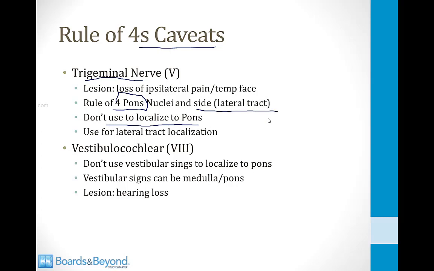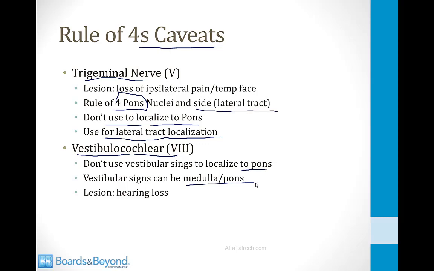This is a big cranial nerve and it stretches through the pons and the medulla. Use the loss of pain and temperature sensation to the face to localize as a lateral problem versus a medial problem. Second caveat involves cranial nerve 8, the vestibulocochlear. Don't use vestibular signs to localize to the pons. The vestibular nuclei are large and they stretch through both the medulla and the pons.